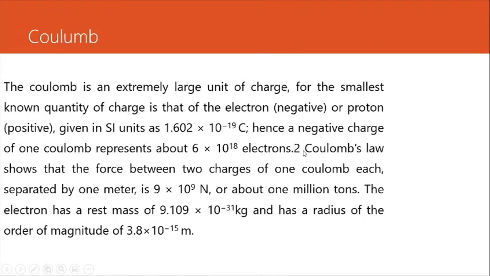Then, Coulomb's law shows that the force between two charges of 1 coulomb each separated by 1 meter is 9 times 10 raised to 9 newtons, or about 1 million tons. Then the electron has a rest mass of 9.10 times 10 raised to negative 31 kilogram. Those are already constant values. Then its radius is on the order of magnitude of 3.8 times 10 to the negative 15 meter. Okay, those are constant values.